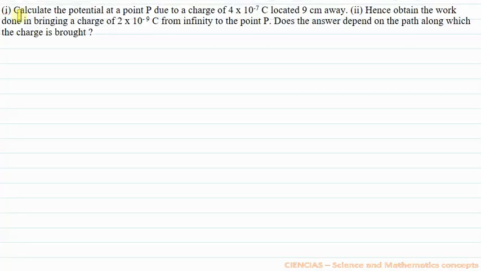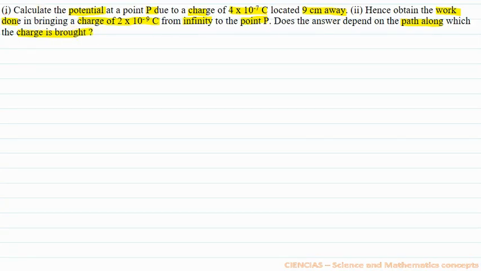The question here is: calculate the potential at a point P due to charge 4 × 10^-7 coulomb located 9 centimeter away. Second part, hence obtain the work done in bringing a charge 2 × 10^-9 coulomb from infinity to a point P. Does the answer depend on the path along which charge is brought?